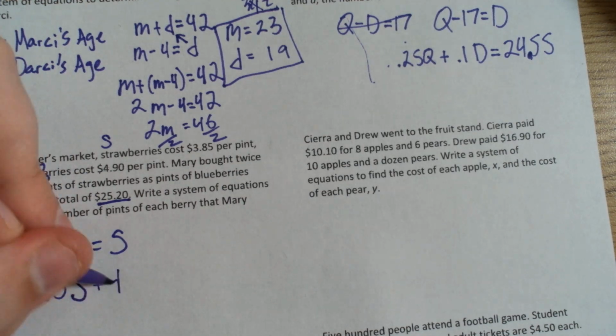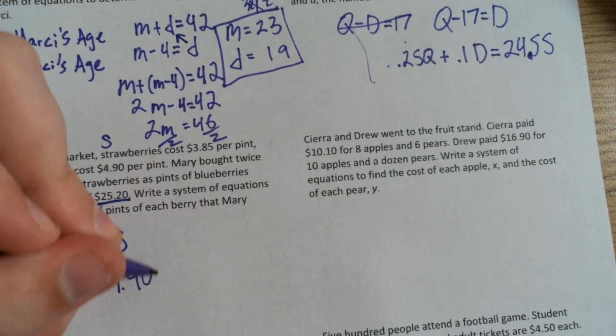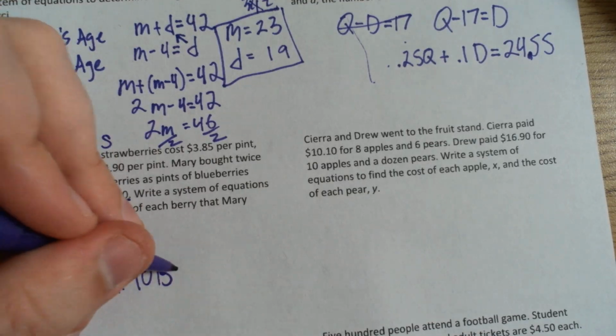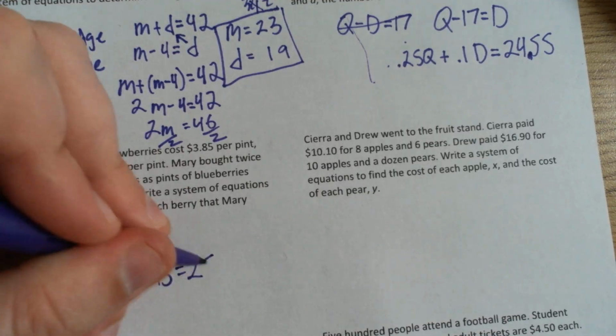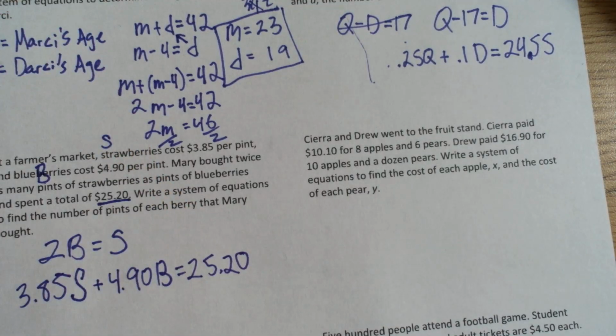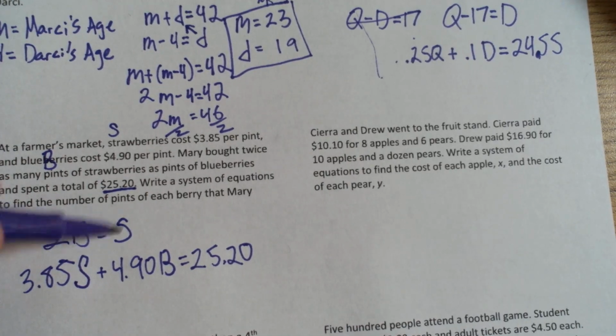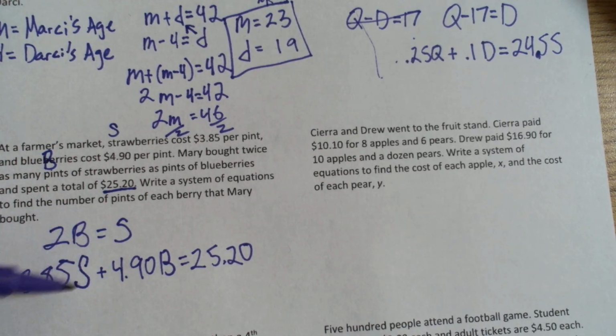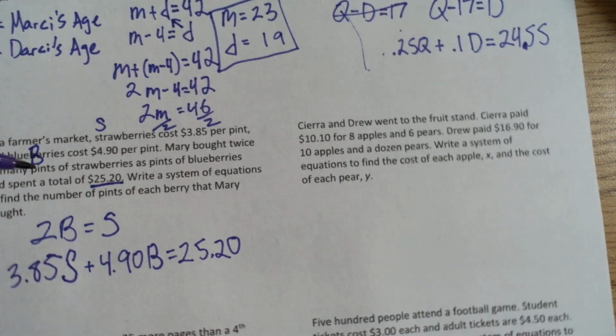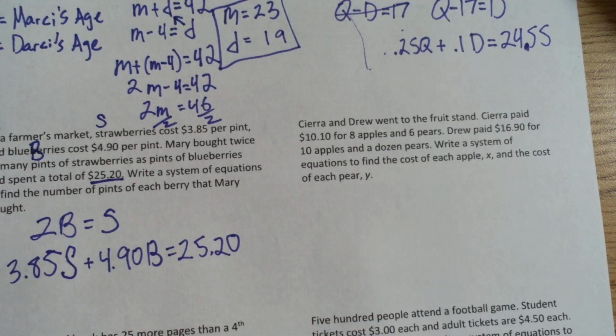plus $4.90 times B equals that total, $25.20. Okay, and that gives us information we could use to solve that out. We could substitute, I'd probably just put in 2B for the S there, multiply that out and add it together, solve for the number of blueberries, and then figure out the rest from there.